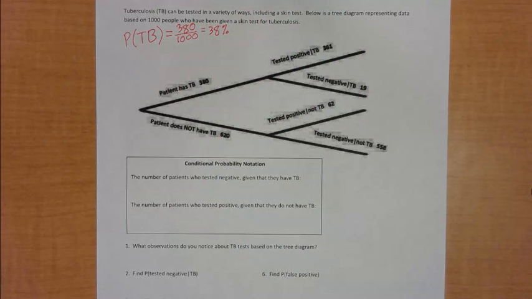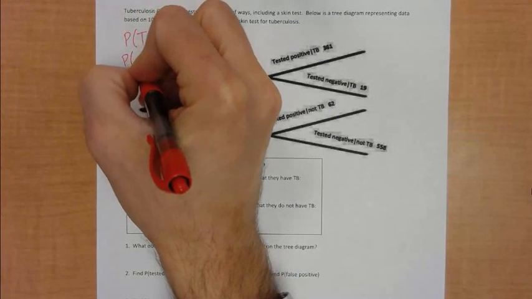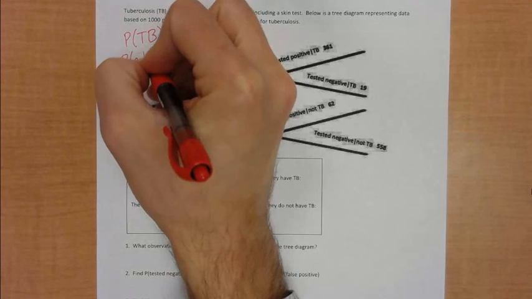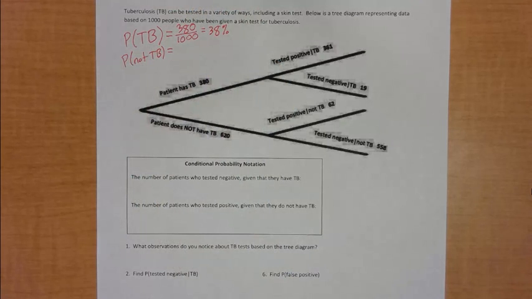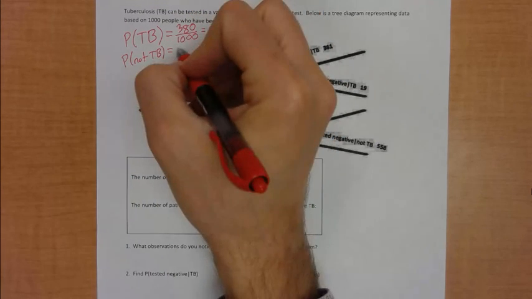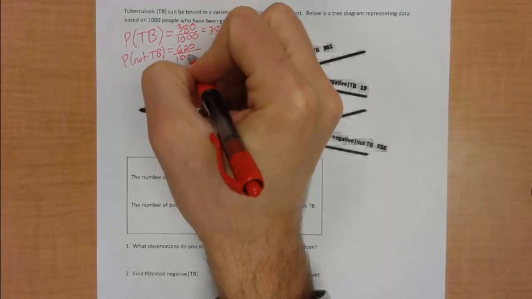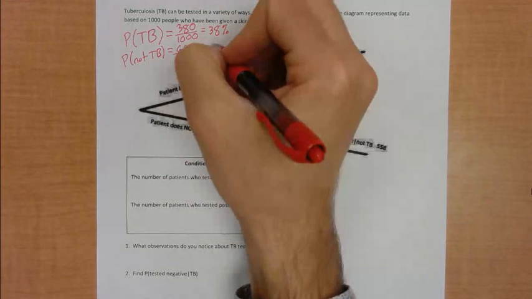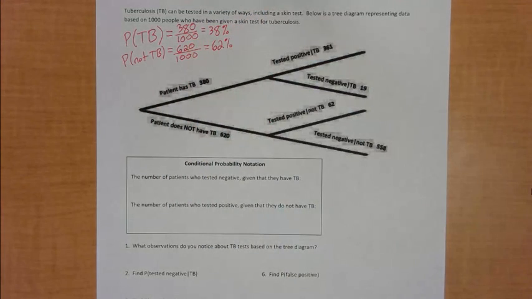And then the opposite, the probability of not having TB, is what is known as a complement probability, where it's just the probability of it not happening, or 1 minus the probability of it happening. In this case, we have only 620 people left for our only other option, and that would be 62% of people. So we have two basic probabilities so far.